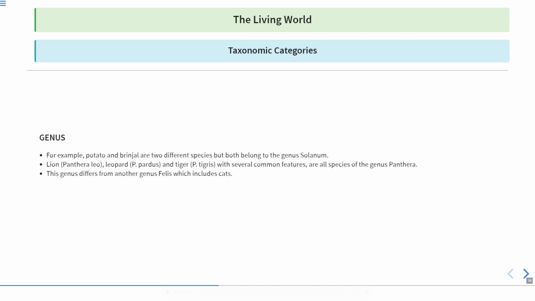So at the genus level here, the lion, the leopard, the tiger are all having the same characteristics. This genus differs from another genus, Felis, which includes the cats. Now here, we are having one more genus, Felis, and this Panthera and Felis cats are very related. The cat looks like the tiger, but they are very small in size.